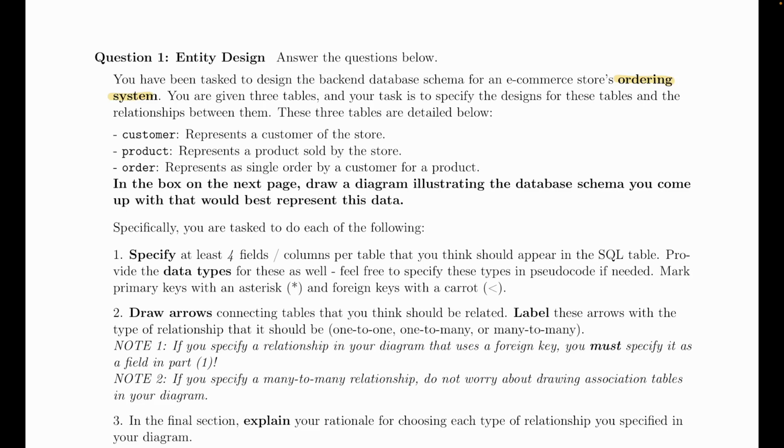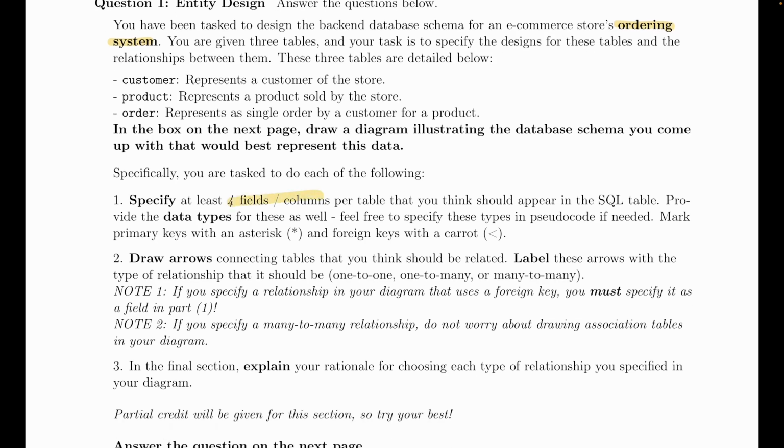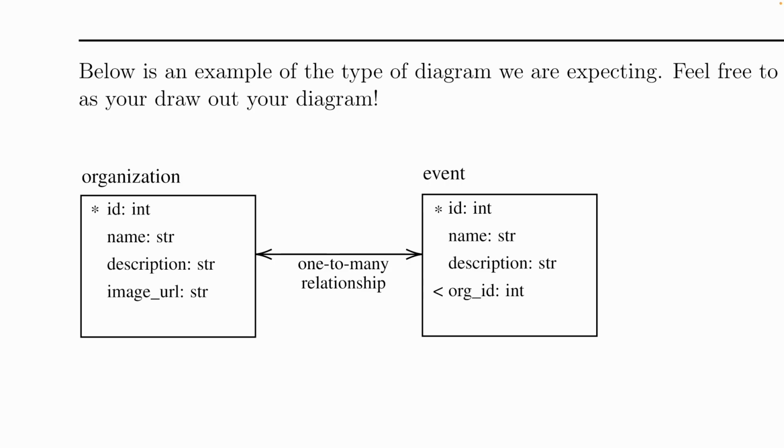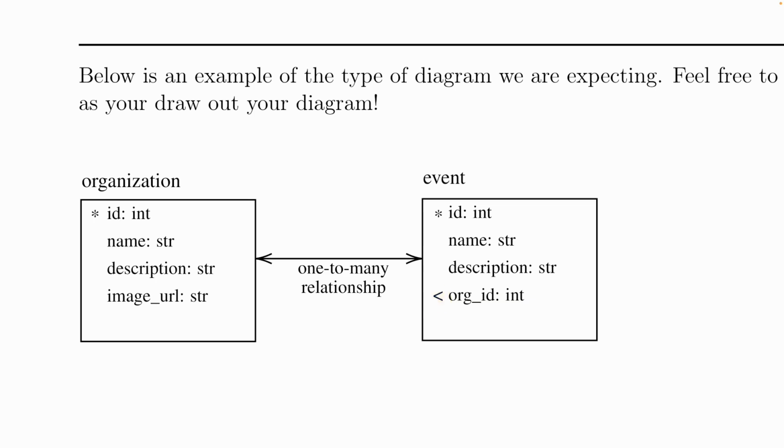Of course, to remind you of the expectations, you will be filling in at least 4 fields for the table. We need to make sure that we include data types. And then for primary keys and foreign keys, we will use either the asterisk or the caret. And then, of course, tables that are related, we will draw an arrow between them, and then we will label it with the type of relationship that we want to include, right? So you can see this is an example of a valid diagram, where primary keys we mark with an asterisk, foreign keys are marked with a caret, and then we have an arrow in between these 2 tables specifying what type of relationship we are choosing.